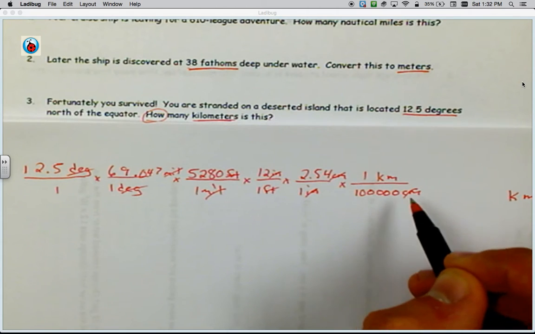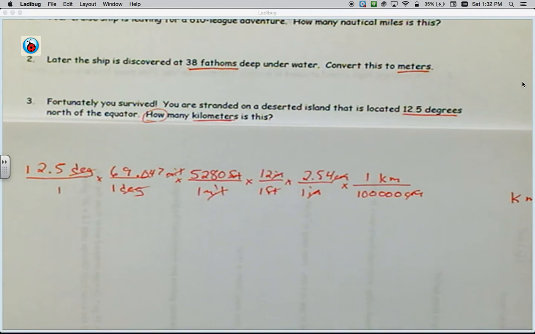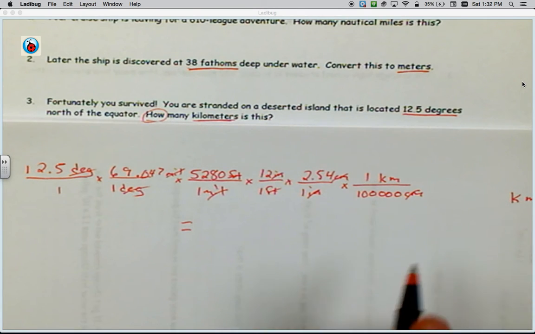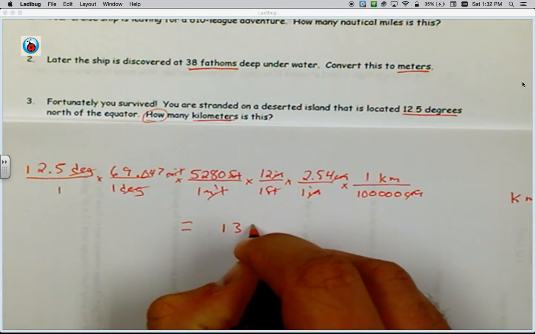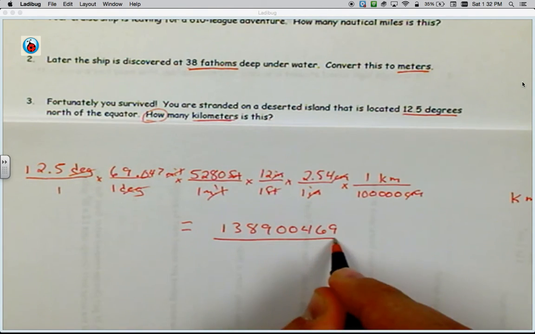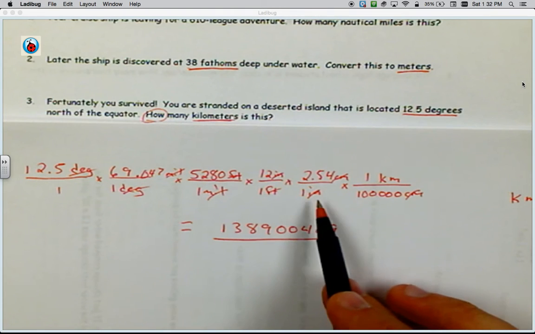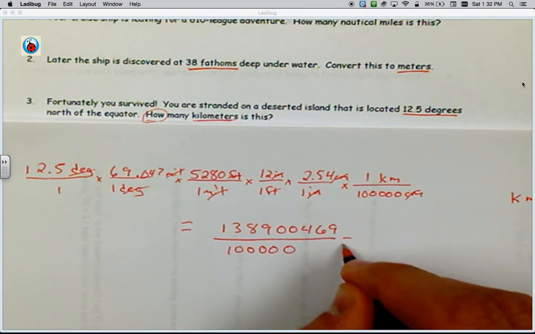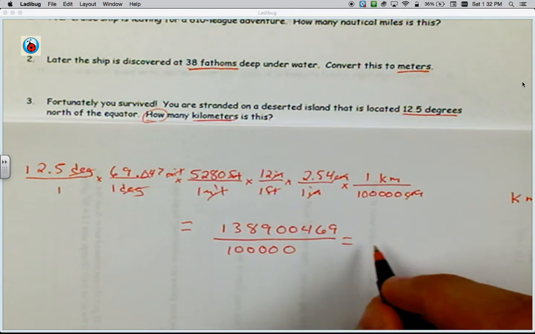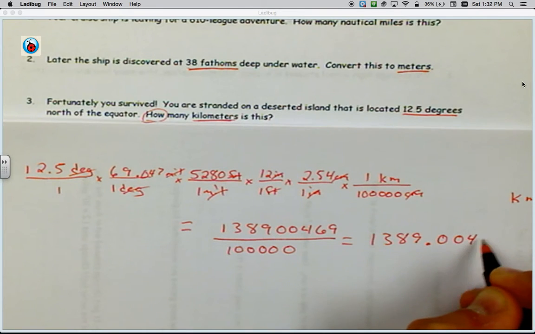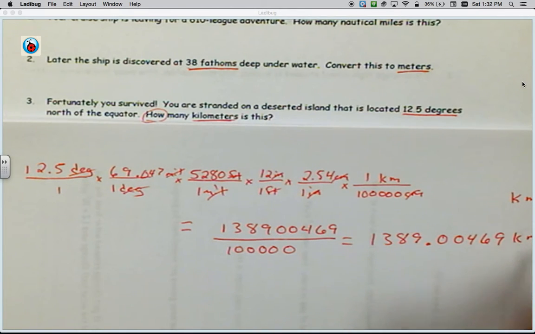Double check our units. The only unit we have left, kilometers. We're looking for kilometers. For sake of space, I'm going to put this down here. Multiply the top. When you multiply all the tops, you get 1, 3, 8, 9, 0, 0, 4, 6, 9 in your numerator. Divided by 1 times 1 times 1 times 1 times 1 times 100,000. Top divided by the bottom is going to give you 1,389.00469 kilometers.